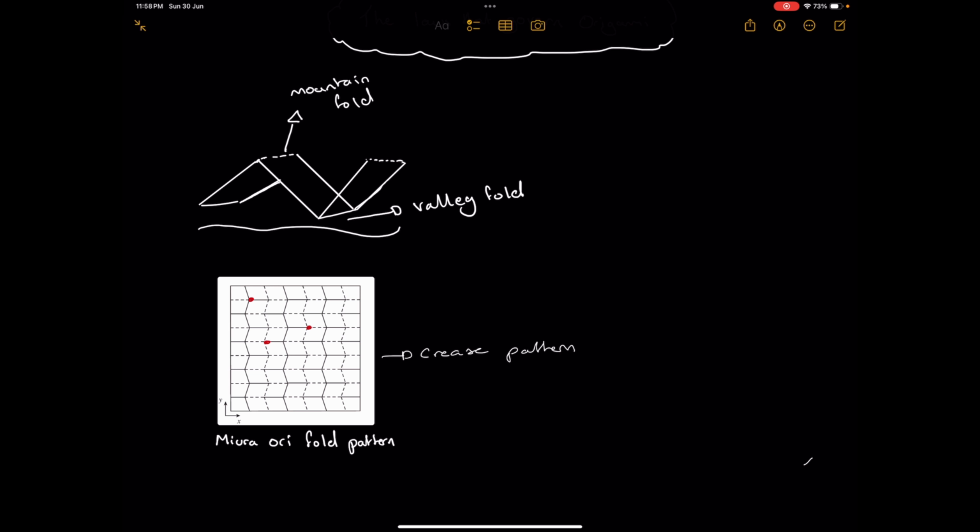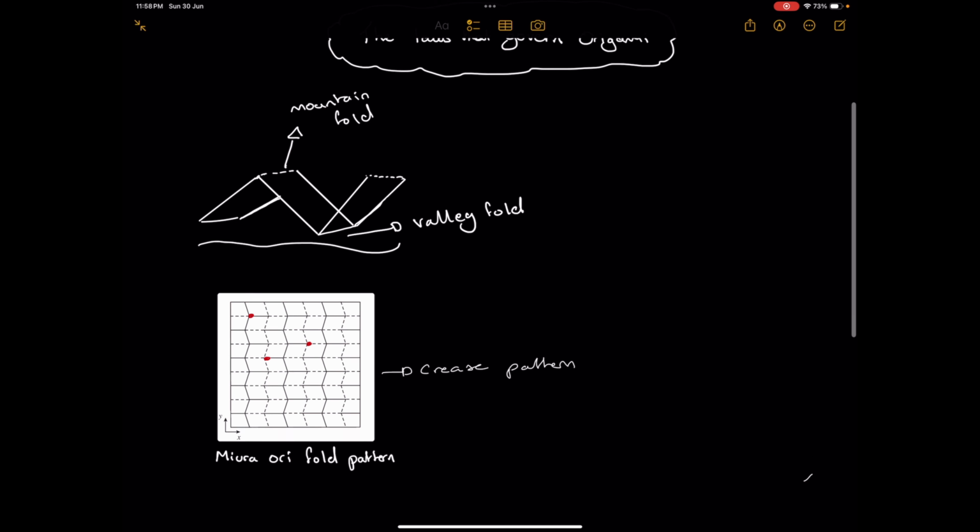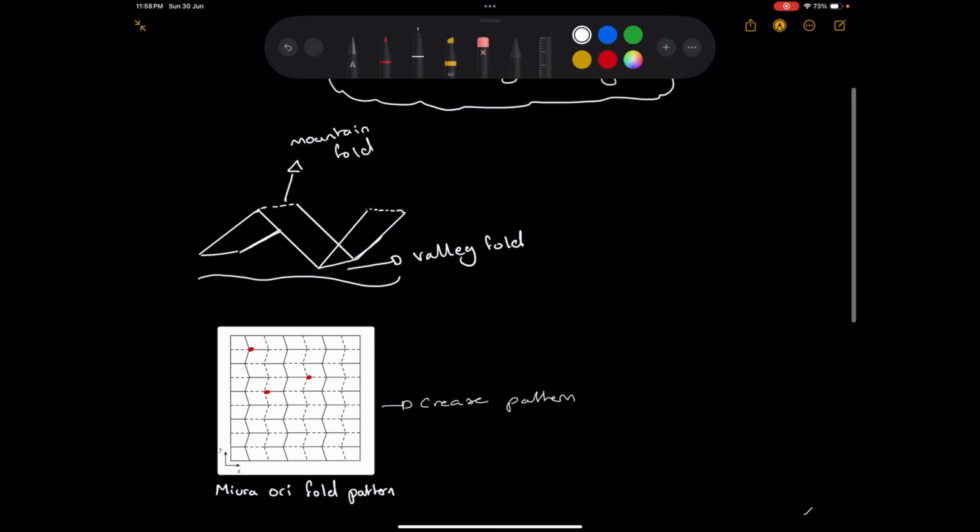And down below you have a small white sheet which shows a crease pattern, and basically a crease pattern is essentially a blueprint for any origami fold. And yeah, that's it. So moving on back to the laws that govern origami, first law we'll look at will be two-colorability.